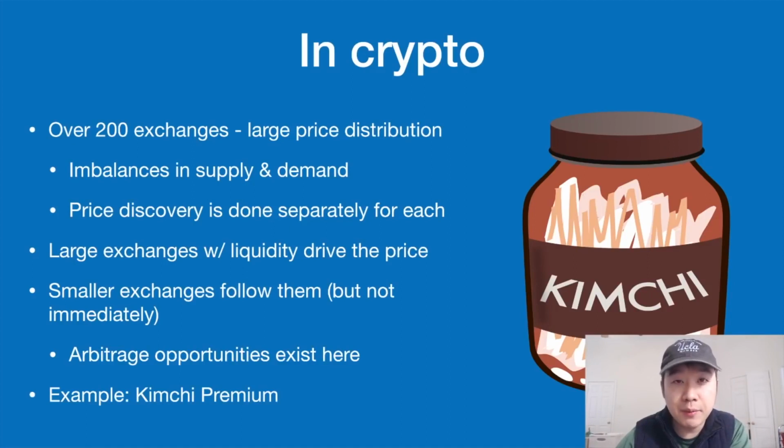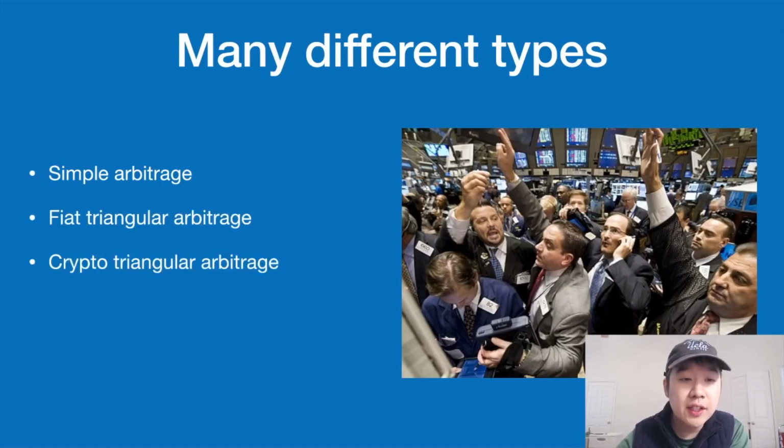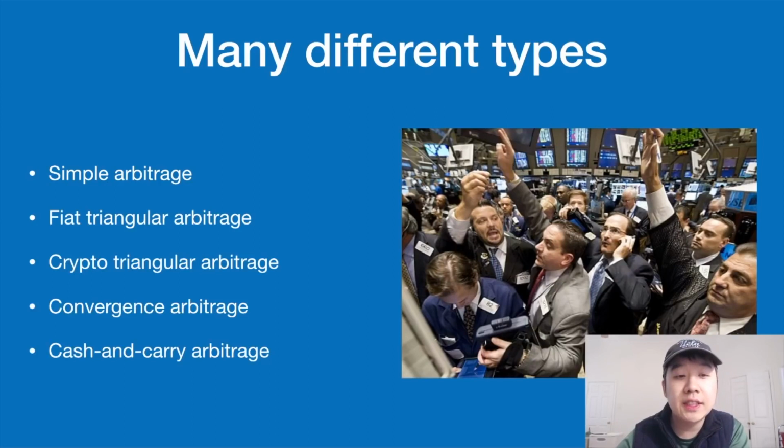An example is the kimchi premium. Remember back in the bull run, South Korea had a huge premium, like 30% or something like that, on Bitcoin. So if it was selling for X amount of dollars here, it would be 30% more in South Korea. That is called the kimchi premium, a great example of arbitrage opportunities. There are many different types of arbitrage: the simple type, fiat triangular arbitrage, crypto triangular, convergence, cash and carry, and we're going to take a look at each and every one of them in case you're curious.